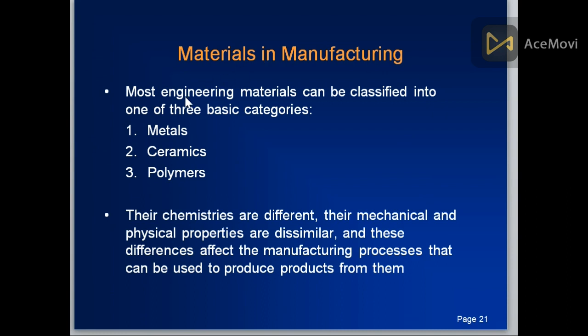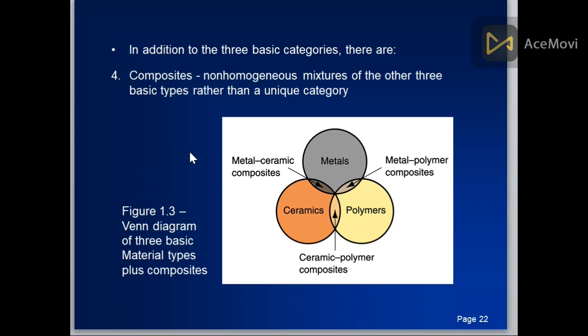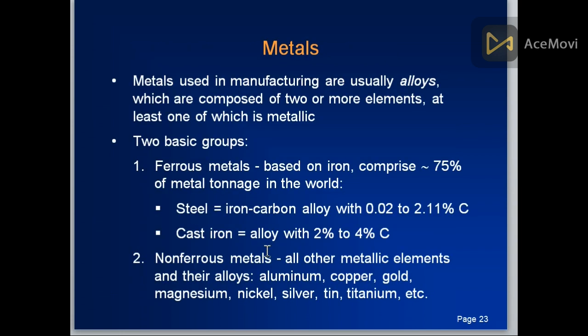Materials in manufacturing. Most engineering materials can be classified into three basic categories: metals, ceramics, polymers. Their chemistries are different, their mechanical and physical properties are different, and so much more. They are totally different from each other. In addition to the three basic categories, there are composites, which are non-homogeneous mixtures of the other three categories. If we mesh metal with ceramics, they are metal ceramic composites. If we mesh metal with polymers, they are metal polymer composites. If we mesh ceramics and polymers, these are ceramic polymer composites. This is the Venn diagram of these basic three.